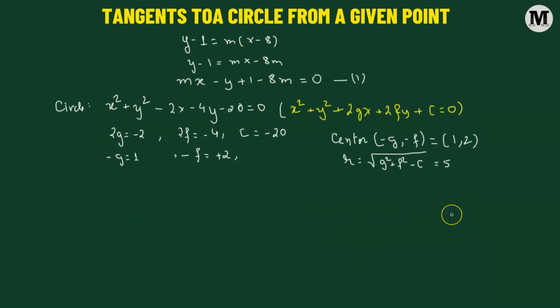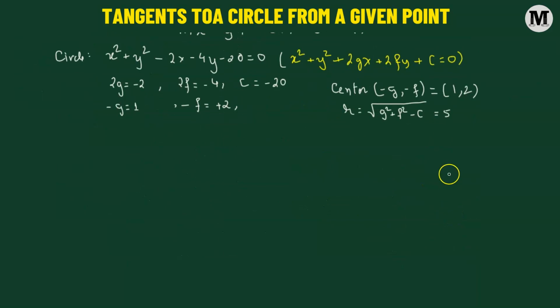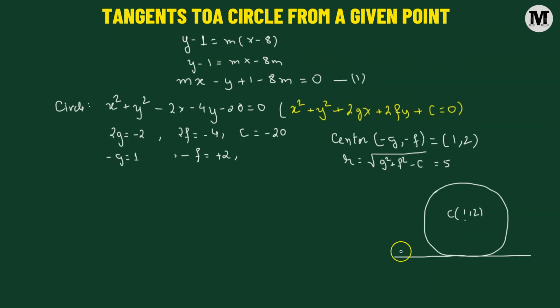Okay, so let's try to understand graphically what we need to do here. We have the circle here. The circle has its center C with coordinates (1, 2). The radius of the circle is 5 units. We have a line which is tangent to the circle. We have defined the equation of the tangent, so that's mx minus y plus 1 minus 8m equals 0.